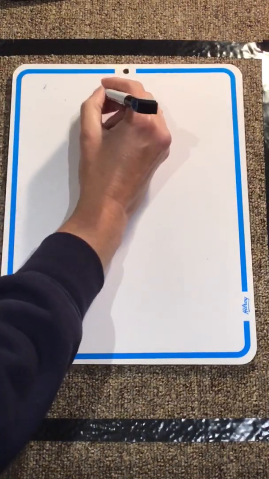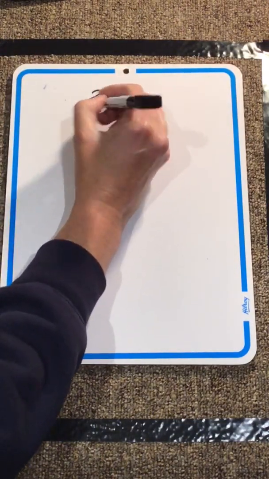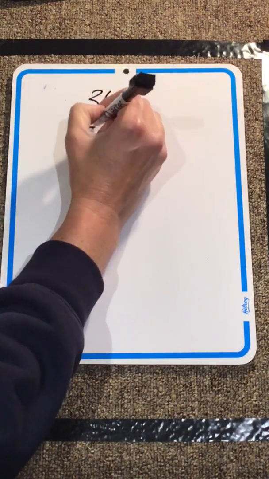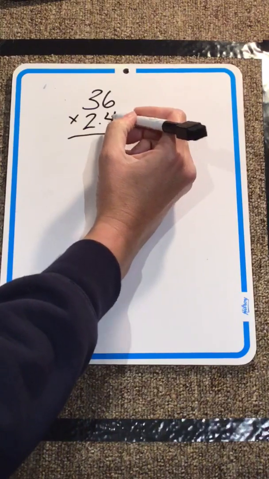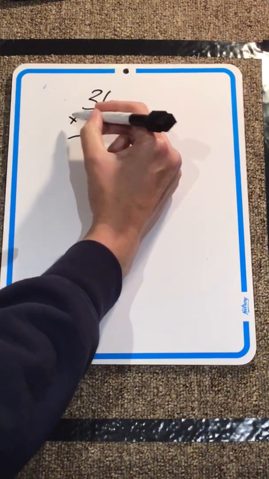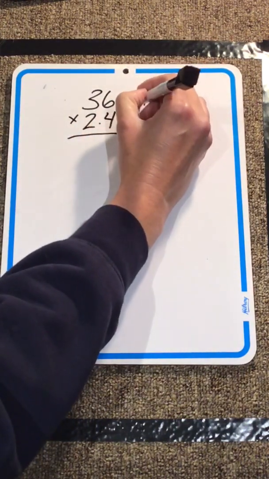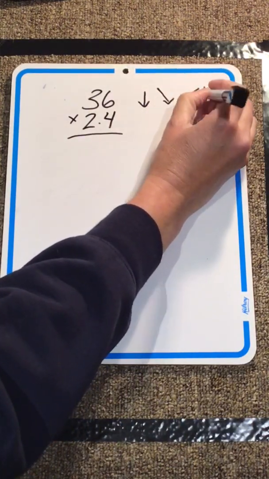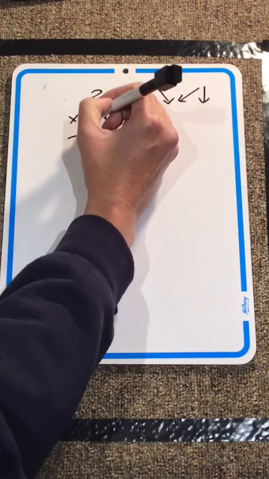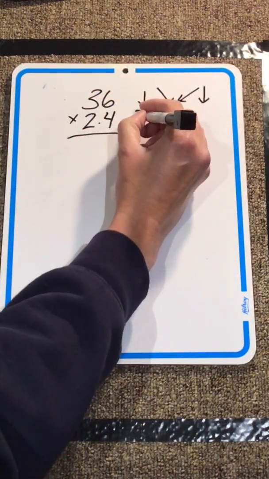Okay, let's try 36 times 2.4. Alrighty, so we're going to do our arrows. I don't know what I was thinking about. Off in La La Land. So we're going to make our arrows straight down on the left. 30 times 20.